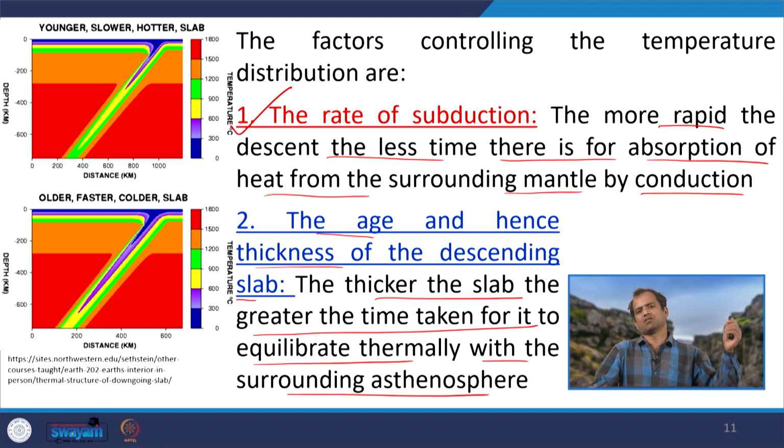That means it will take more time for the heat from the surroundings to move inside this plate. And if it is a thin slab, within very little time it will equilibrate with the temperature of the surroundings. And age, that is, the thickness is proportionate to age. So, the greater the age and the greater the thickness, the more time we get to equilibrate with the surroundings, and the reverse is also true.